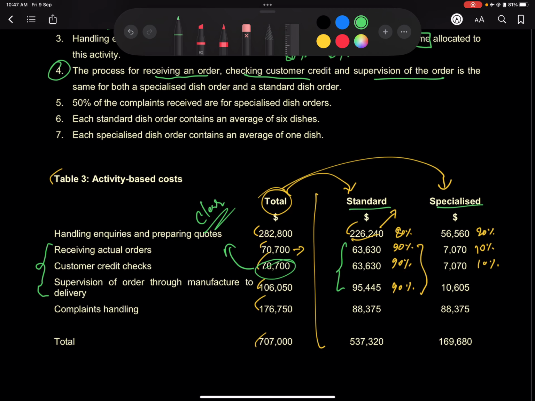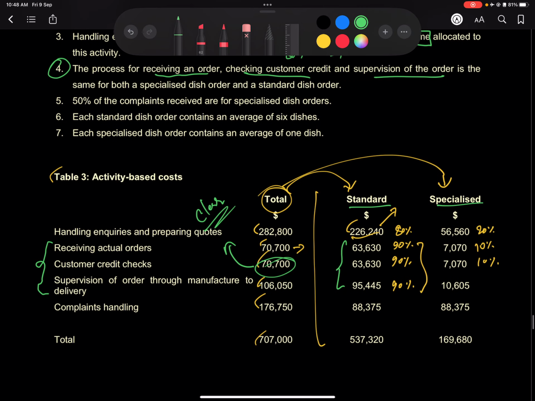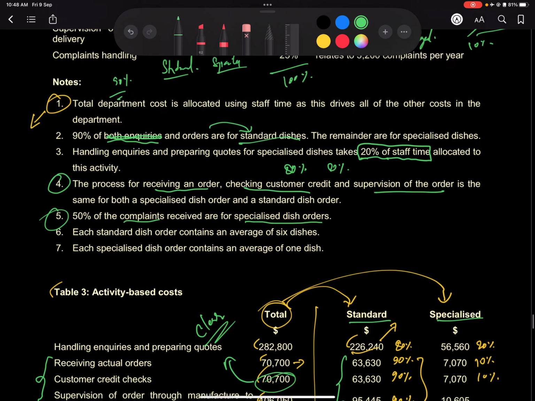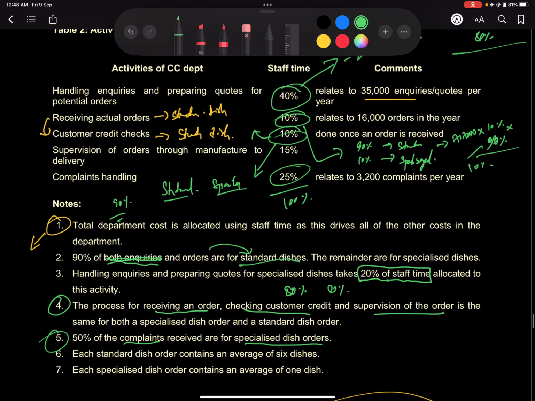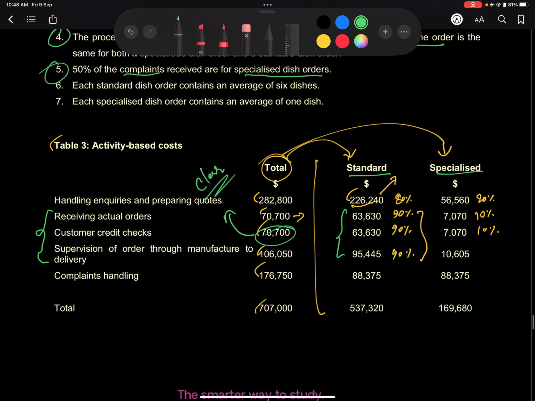Okay, next thing, I'm pretty sure I've clarified this. Next thing, 50% of the time is received for specialized dish order complaints, right? So there is complaints handling. We take 25%. That's quite a number, right? So all we need to do is the same thing again. 25%, so 50%. All we need to do is 176,000 is the cost. Let's segregate it 50%, 50%, right? Next thing, what else?